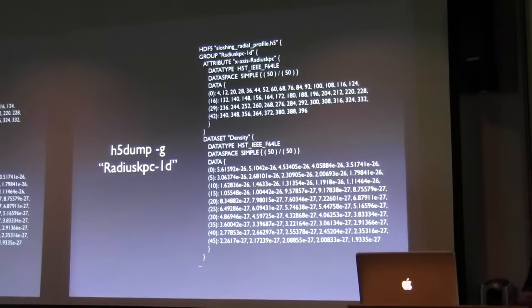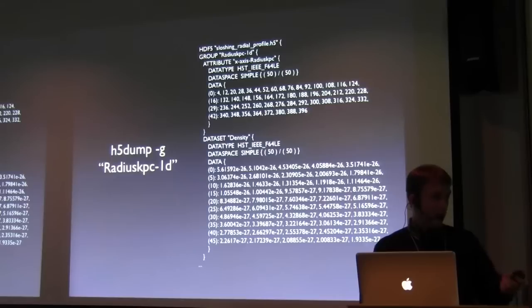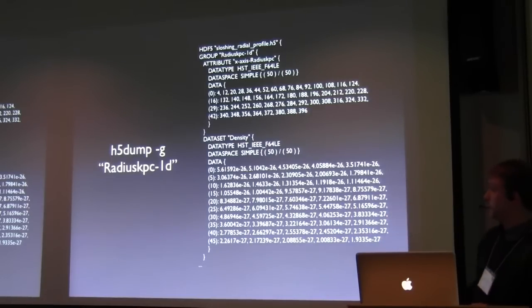So if you use h5dump, which is a utility that comes with HDF5, and you give it the flag G, which stands for the group, and you want to look at the group radius kiloparsec -1D, you'll basically get some output. First, in this attribute, you're going to get the centers of the radial bins, and then after that, it'll have the first data set, which is the density, which is just a simple one-dimensional data set of density values, and then after that, at some point, it's going to be the temperature. So there you've got a simple one-dimensional radial profile dumped out to an HDF5 file.